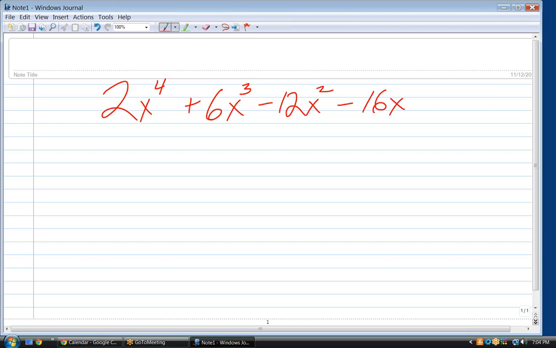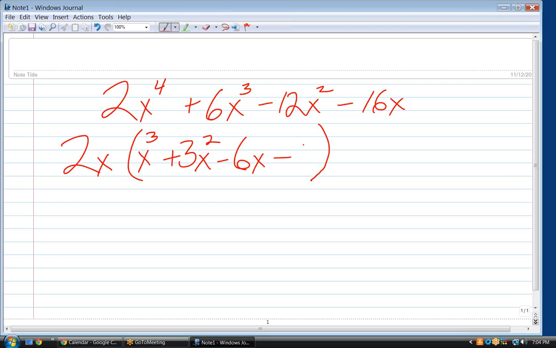Yeah. Well, the first thing to do whenever you're asked to factor something is see if there is a greatest common factor that I can remove. What is it? Correct. And what is left? x cubed plus 3x squared minus 6x minus 8. Okay. Now we are faced with a cubic.